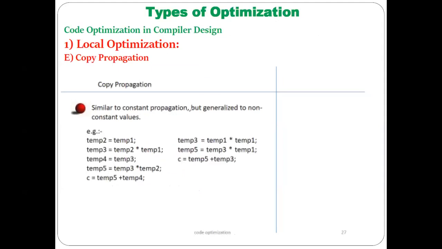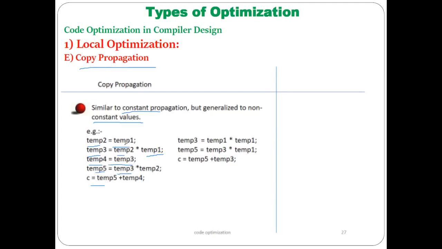Okay, so copy propagation is just like constant propagation, but here we are not using the constant value. If non-constant values are utilized in your program, and the optimization is performed on that, that is called copy propagation. For example, here you have written temp2 equal to temp1, and next temp3 equal to temp2 into temp1. Okay, and then in this statement we have temp4 equal to temp3, temp5 equal to temp3 into temp2.